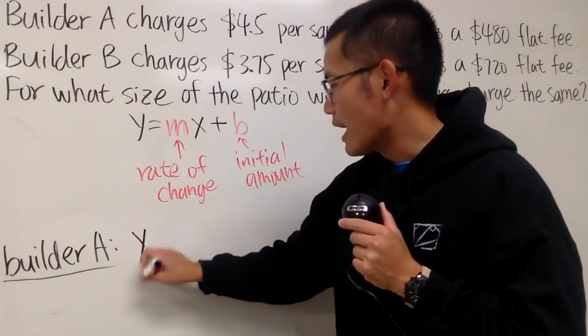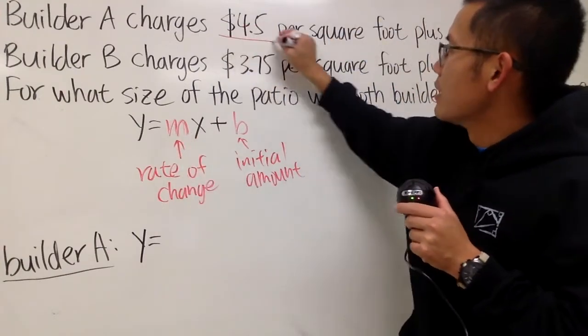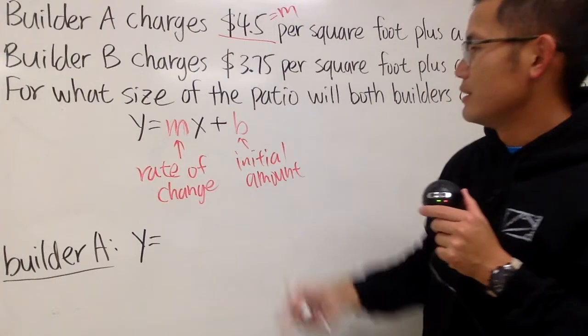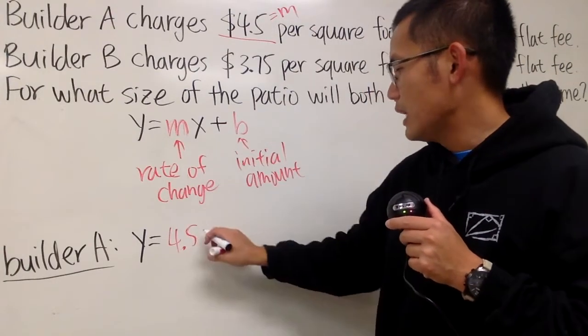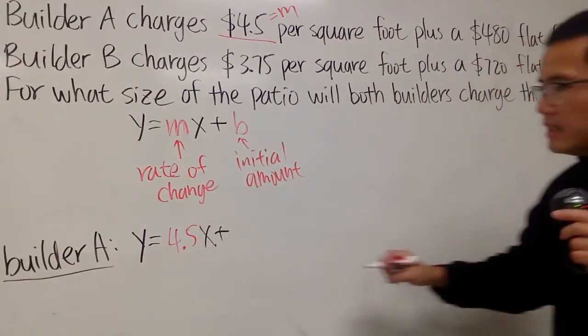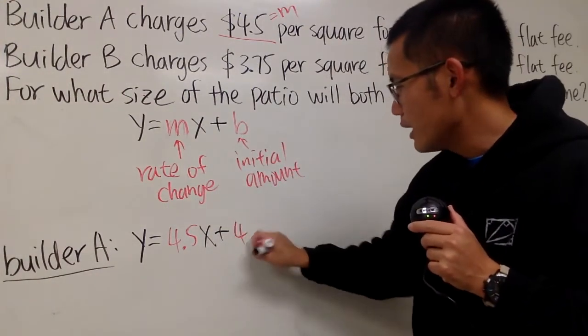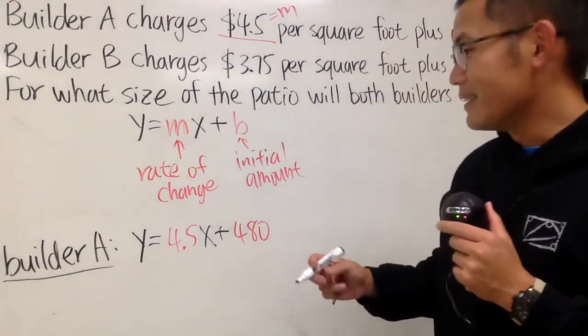Anyway, I will write down y equals m, which will be this right here. This is going to be the m. So I will just go ahead and put down 4.50, and then we have the x, plus the initial fee for that, which is 480. So we have $480, right? This is $4.50, and this is $480.